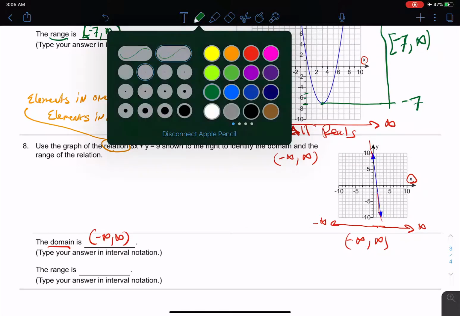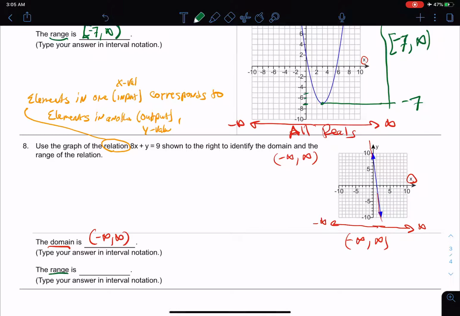Okay, now we've got our range. Our range is the set of y values. And just because of the orientation of this blue line, it's probably easier to see that the y values are going forever up, up, up, and forever down, down, down. So y values are all reals also, and with interval notation, it goes from negative infinity to positive infinity, and it is open.